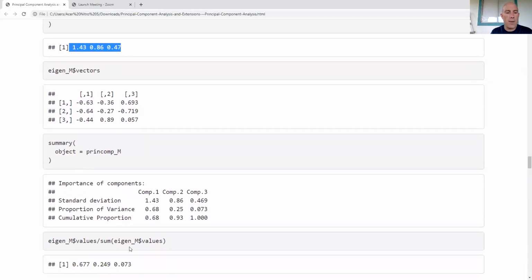Now you'll notice if I take the eigenvalues and divide them by the sum of the eigenvalues, I'll get 0.68, 0.25, 0.07, and you'll notice I get exactly the same values here. So this gives me a representation of the amount of variance accounted for by one particular vector.